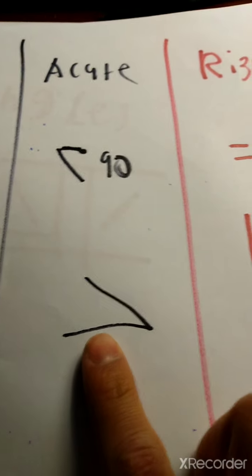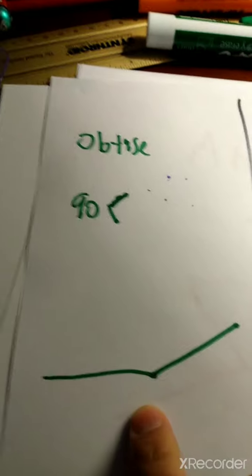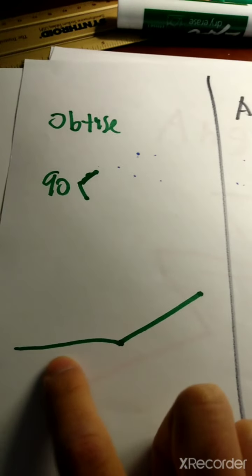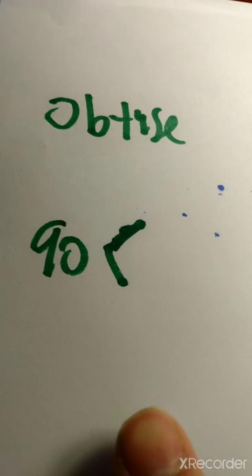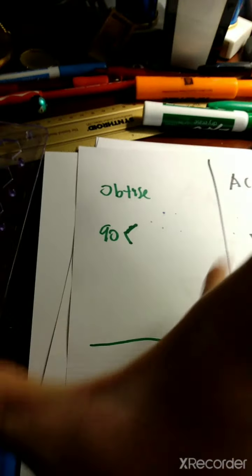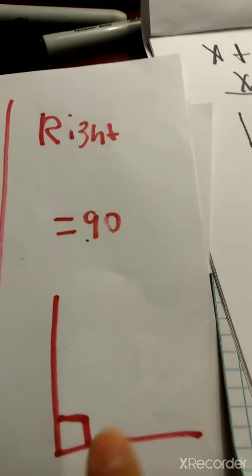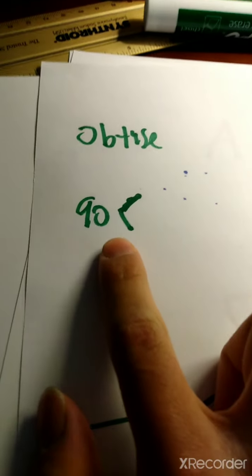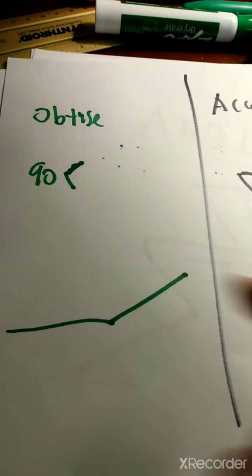Our last definition we're going to look at is an obtuse angle. The angle is going to be greater than 90 degrees. So it's going to be very wide, at a really big angle. Obtuse angles are bigger than right angles, because right angles are 90 degrees. Obtuse angles are greater than 90 degrees. And here is an example of an obtuse angle.